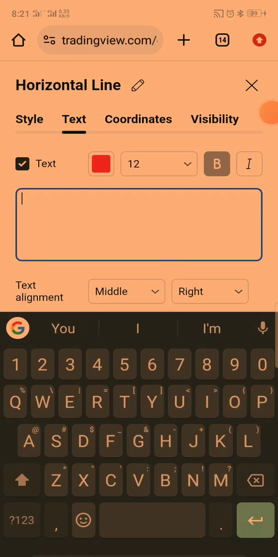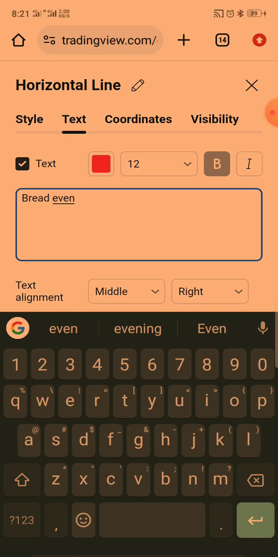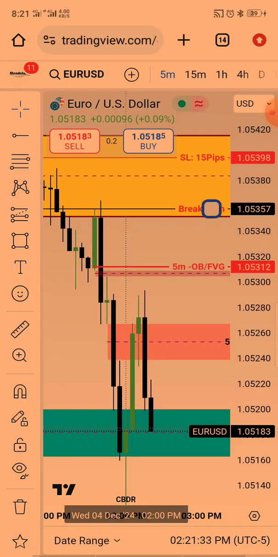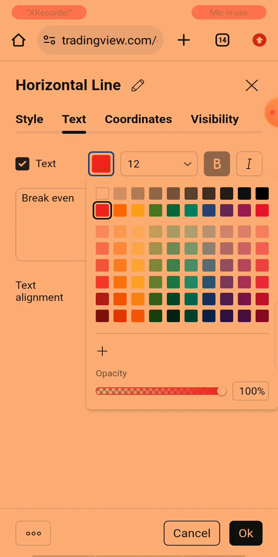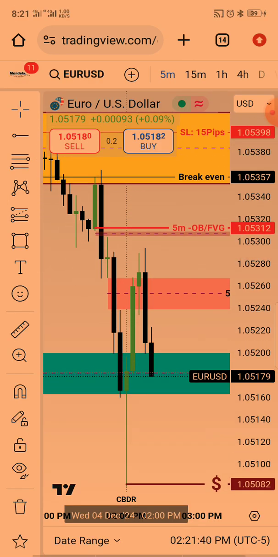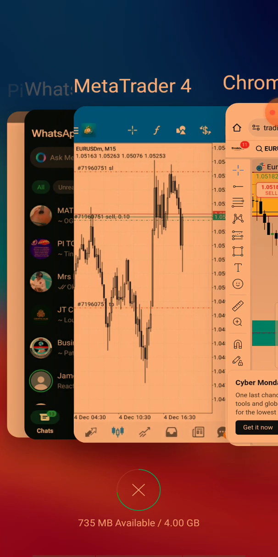Let me write it. Break even. Don't worry, this break even, you people will understand it later. So I'll put it up there. Break even. So this is a break even. The number there is 1.05357.